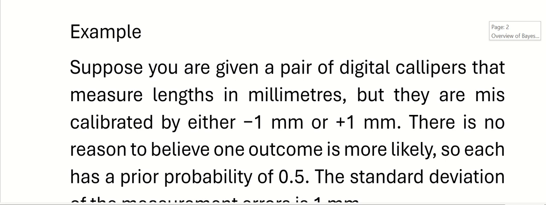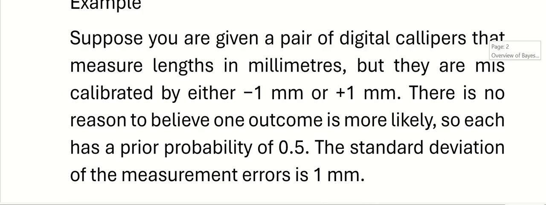Suppose you are given a pair of digital calipers that measure lengths in millimeters, but they are miscalibrated by either -1 millimeter or +1 millimeter. There is no reason to believe one outcome is more likely, so each has a prior probability of 0.5. So the calipers could be off by -1 millimeter or +1 millimeter with a chance of 50%, equal chances of getting this or that. This is our initial belief, as you can notice here.